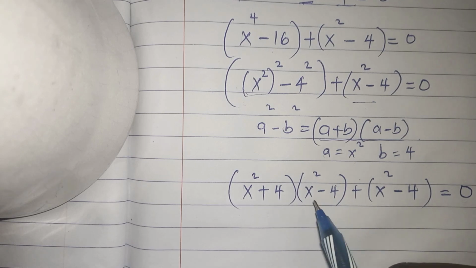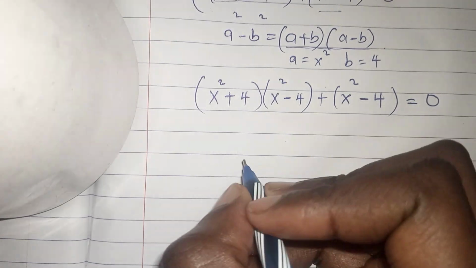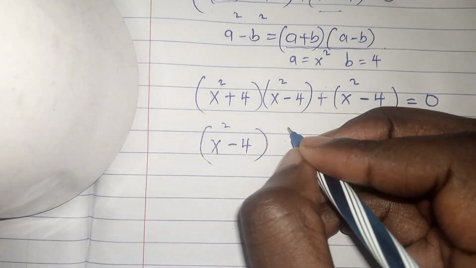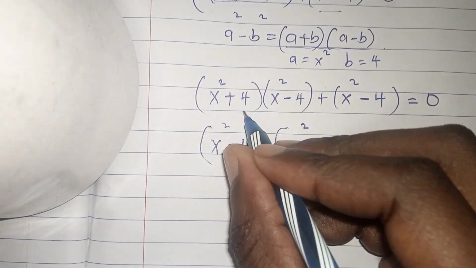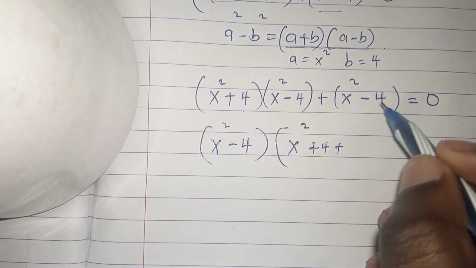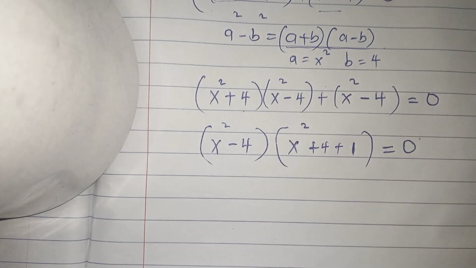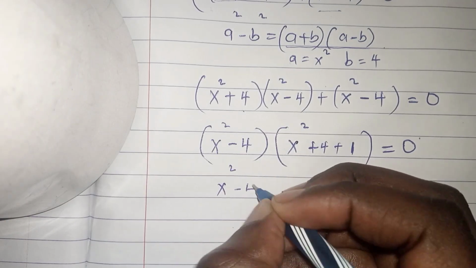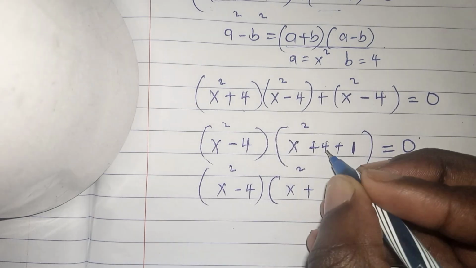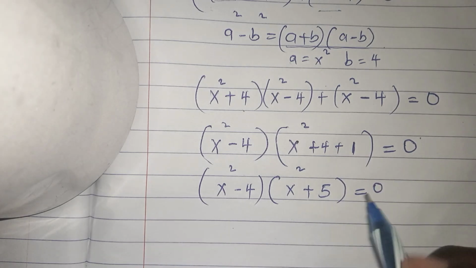Nice. So you can see x squared minus 4, it's common, so we can factor it out. So x squared minus 4 into brackets x squared, this one here, plus 4 plus, so x squared minus 4 divided by x squared minus 4, this is 1, bracket is equal to 0. So x squared minus 4 into brackets x squared plus 4 plus 1, this is 5, is equal to 0. So their product is equal to 0.